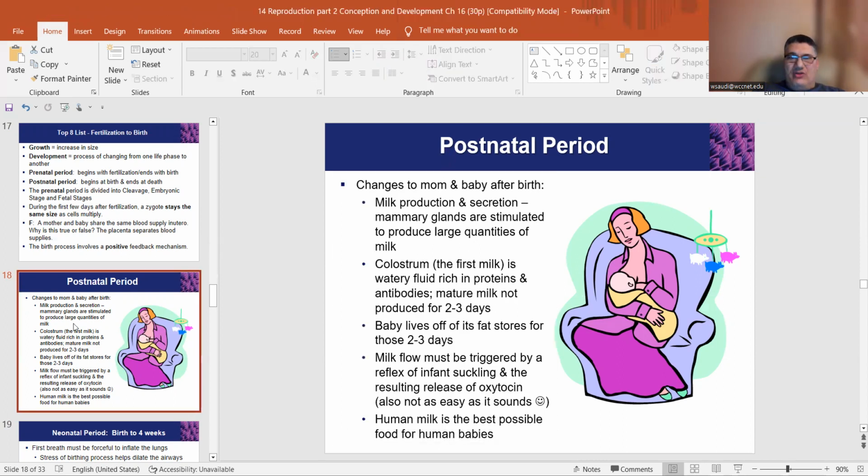This milk is extremely important because it contains a lot of antibodies, especially in the beginning, because the newborn does not have his immune system mature yet. So he gets ready-to-use antibodies.